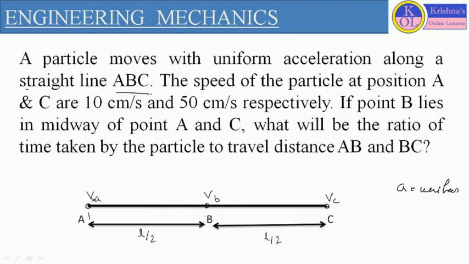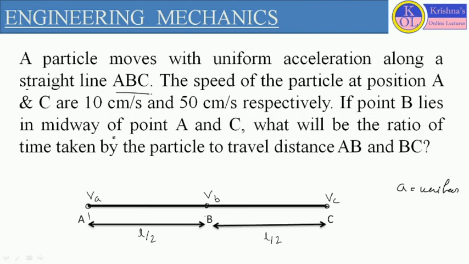from starting point A. The speed of the particle at position A and C are 10 centimeter per second and 50 centimeter per second. So here we have 3 points in a straight line path, A, B and C. So let us consider the velocity of the particle at point A is VA, at point B is VB and at point C is VC. So here VA and VC is given, 10 centimeter per second and 50 centimeter per second.